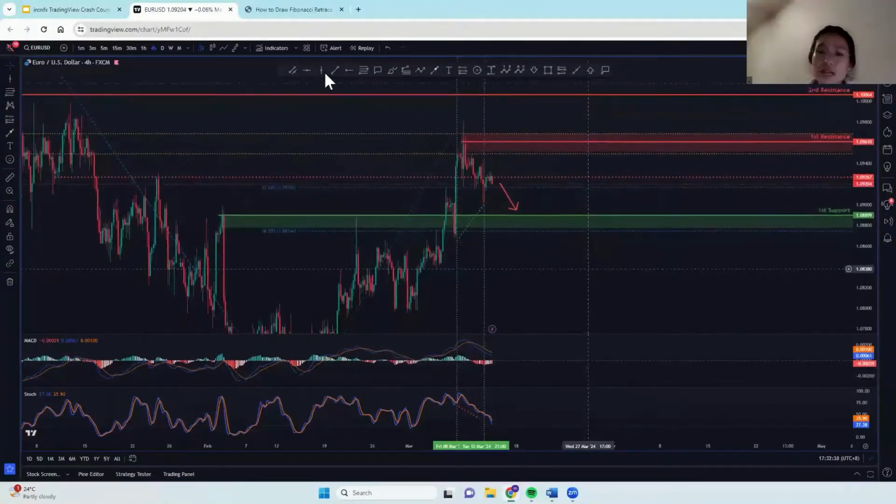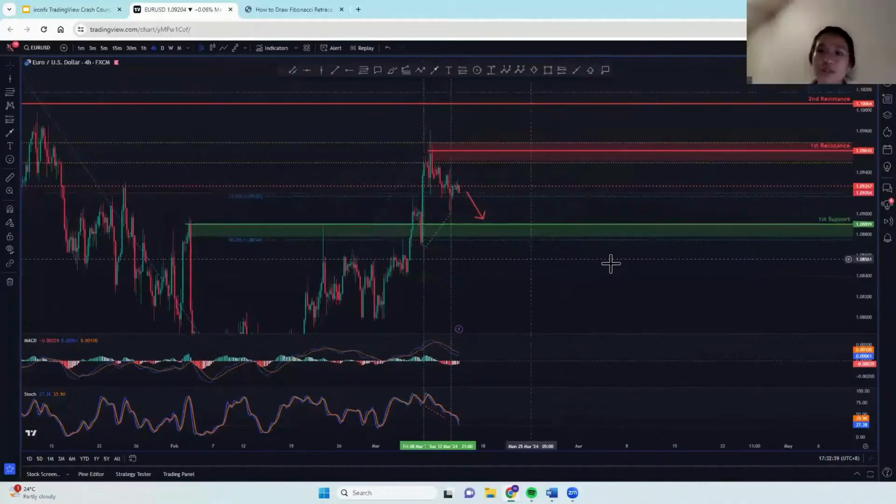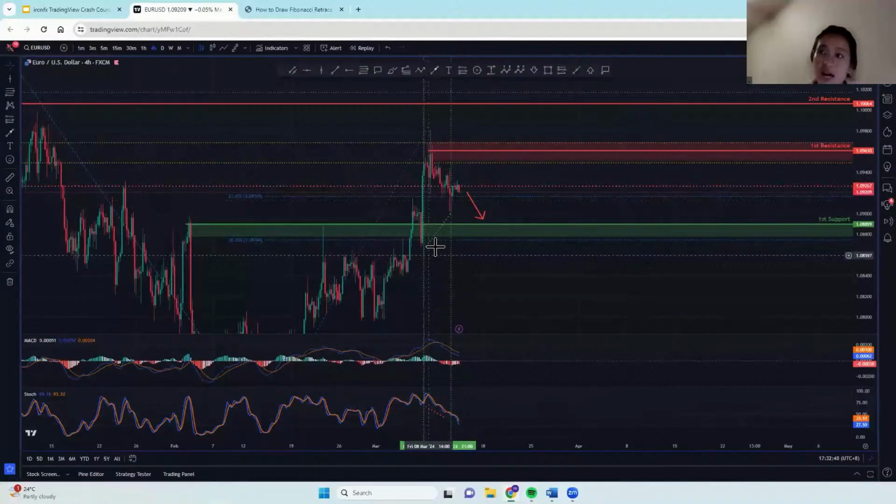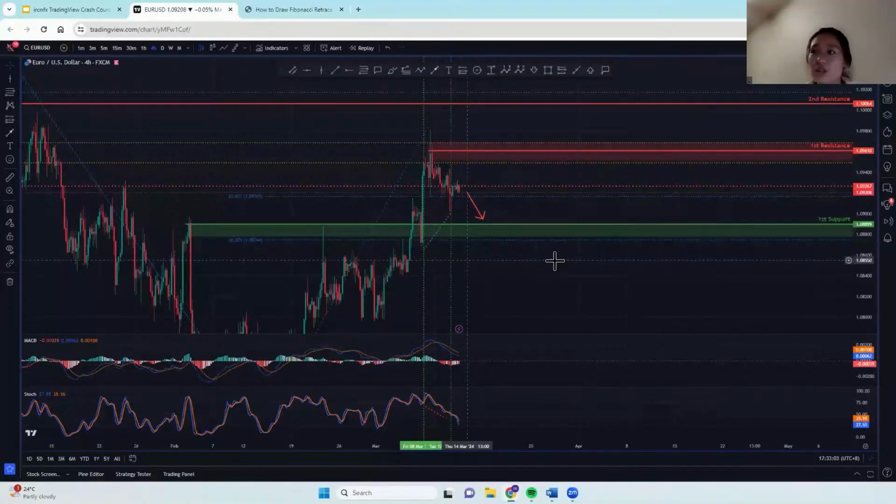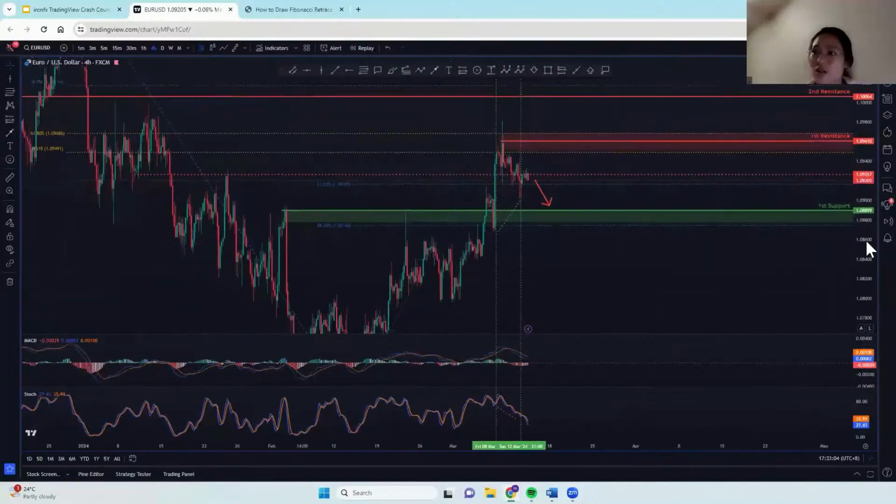Okay, so for the vertical lines, I use those when I'm looking for divergences. Basically what we are looking at for stochastic, when price makes a higher low, whereas stochastic or RSI give us a lower low, that's what we call a divergence. So I use these two vertical lines to indicate the area in which the divergence is occurring.